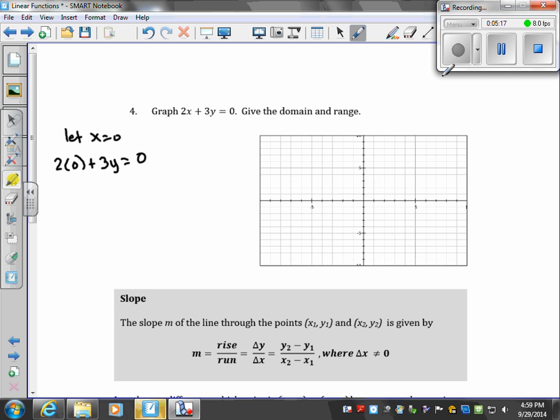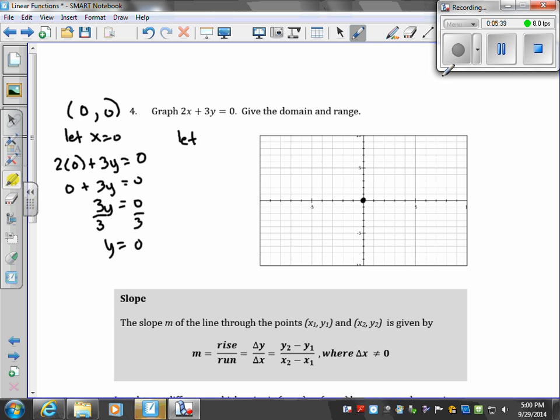So we would get 0 plus 3y equals 0. Divide both sides by 3, and y equals 0. So when x was 0, y was 0. Okay, now let's find the other intercept.